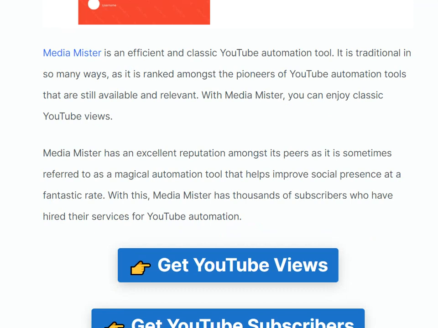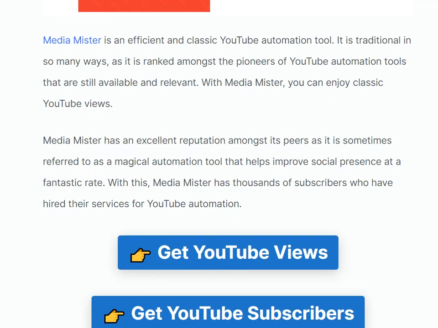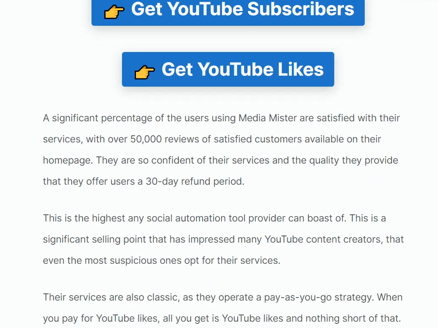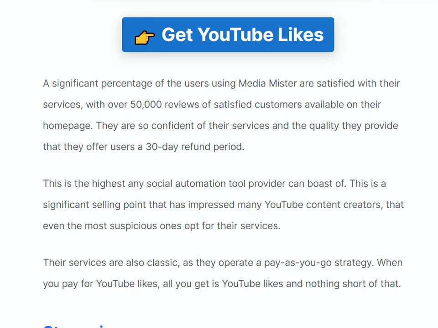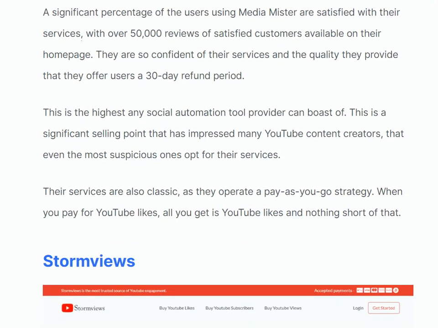Media Mister has an excellent reputation among its peers, as it is sometimes referred to as a magical automation tool that helps improve social presence at a fantastic rate. A significant percentage of the users using Media Mister are satisfied with their services, with over 50,000 reviews of satisfied customers available on their homepage. Their services are also classic as they operate a pay-as-you-go strategy.